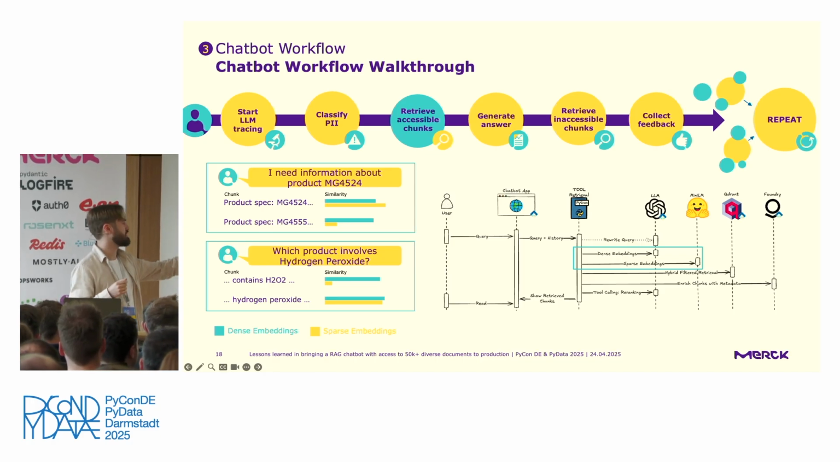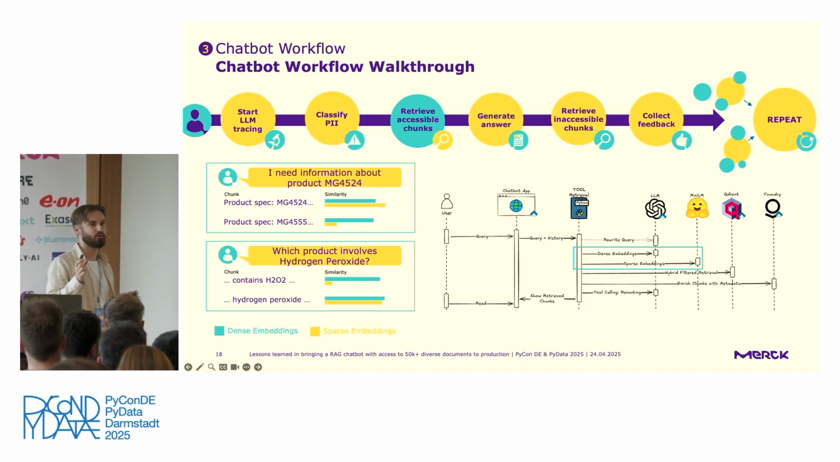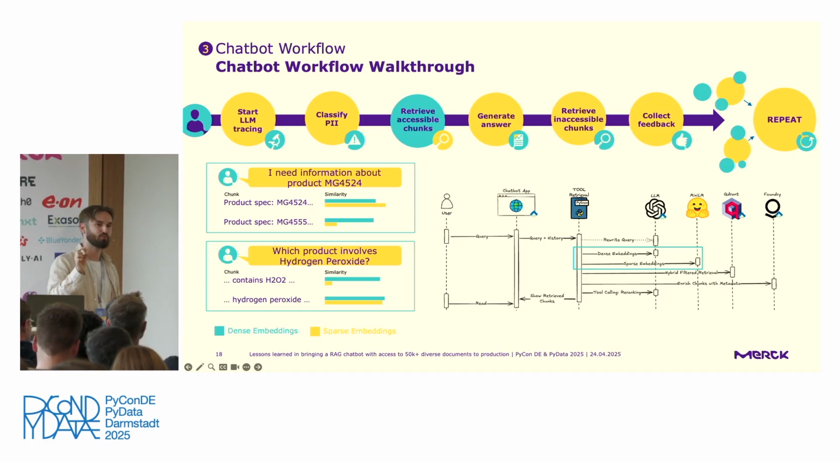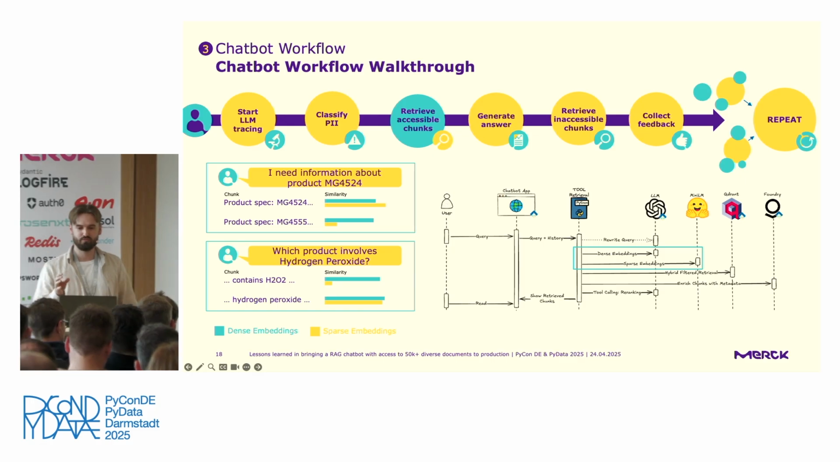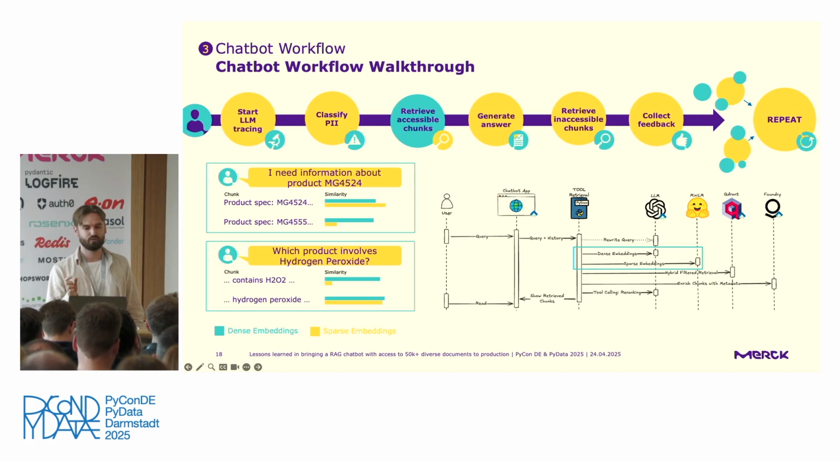And the opposite example is a question about which product involves hydrogen peroxide. Now, the keyword-based approach will not understand that H2O2 is the same as hydrogen peroxide, but these dense embedding models from OpenAI are trained on tons of data. They will understand that H2O2 is the same as hydrogen peroxide. So you will get a super high similarity match for a document that contains H2O2 or that contains hydrogen peroxide with the dense embeddings. But with the sparse embeddings, only the hydrogen peroxide will really match. So by combining both of these approaches, our hybrid search really delivers the best of both worlds: the precision of keyword matching, but also the semantic understanding of vector search for conceptual queries.